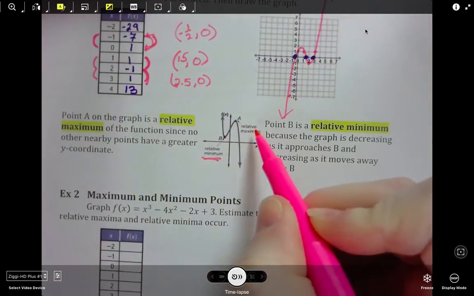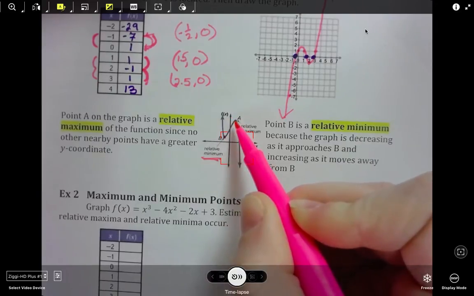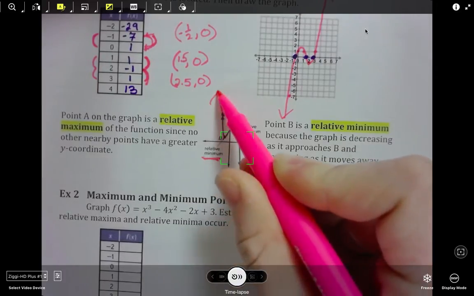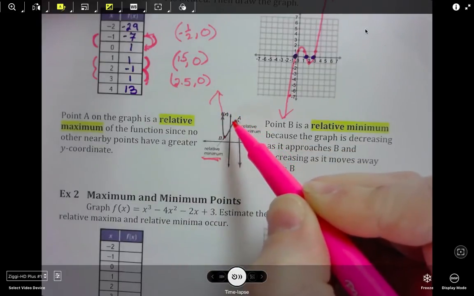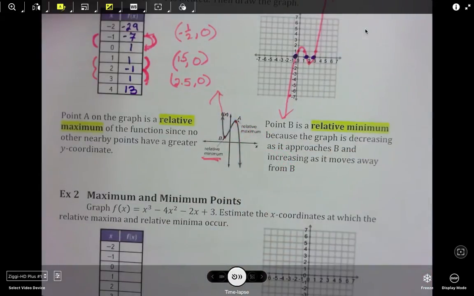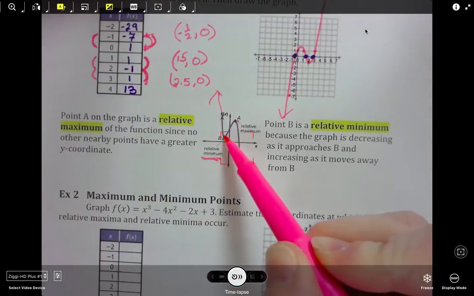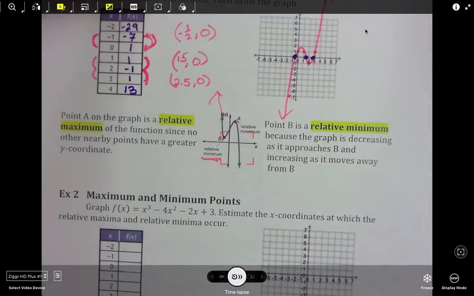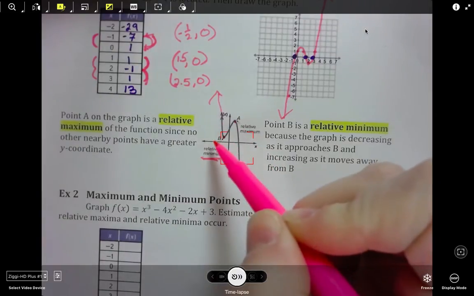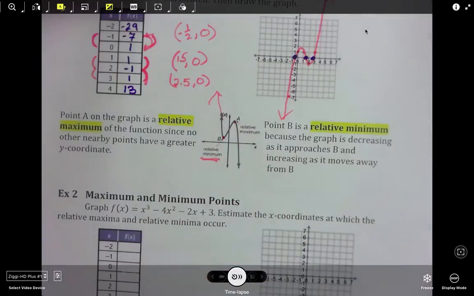Now they're called relative because this isn't the absolute highest point on my graph, right? This graph will continue going up forever, so all of these points will be higher than that one. If it was the absolute highest point on my graph, it would be called the absolute maximum, okay? If this was the absolute lowest point on my graph, which it's not because these go down below it, that would be called the absolute minimum, but it's not. So that's why they're called relative, is because in relationship to everything around it, it's the low point. In relationship to everything around this one, it's the high point, okay?